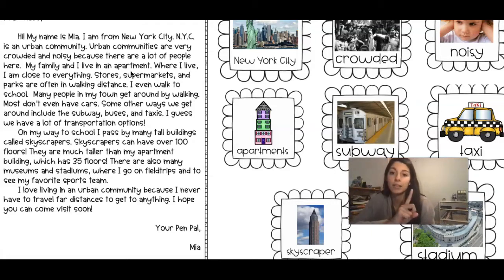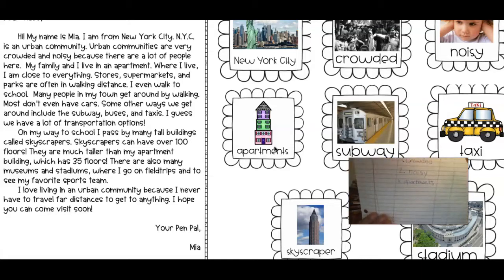Okay, so let's think here. A lot of people who live in cities or urban communities, they live in apartments. So we can write number 3 is apartments. They live in apartments. Apartments. So we can write the word apartments.